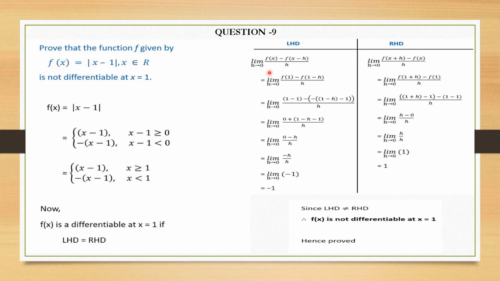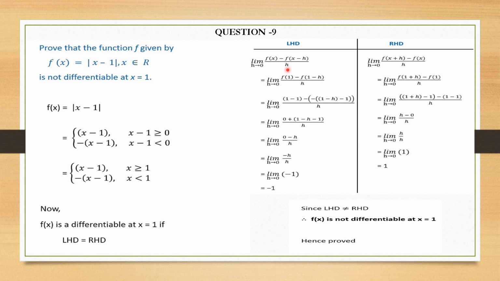Say I'm checking differentiability at 1. It will be the limit as x approaches 1 of f(x) minus f(1) divided by x minus 1. For the left hand derivative (LHD), I put x as 1 minus h, so it will be f(1 minus h) minus f(1) divided by h.